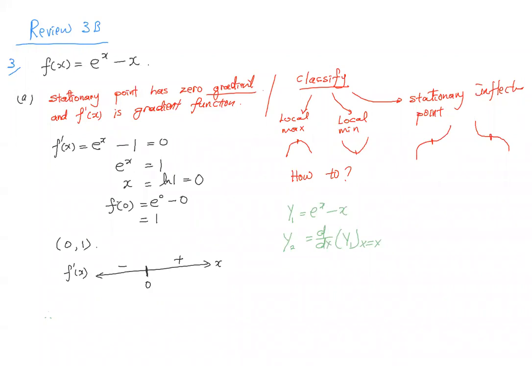So therefore, conclusion: (0, 1) is the local minimum point. Yeah, so (0, 1) is the local minimum of f(x) equal to e to the power x minus x. Done. You see? So whatever I have written down in red is something that you must have in mind. You want to solve a problem, you must have a lot of information.